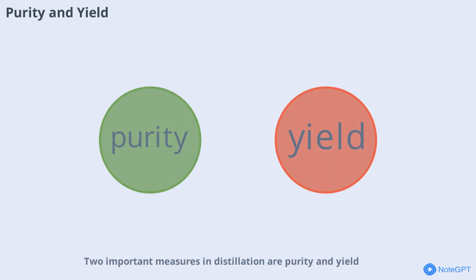Two important measures in distillation are purity and yield. Purity refers to how free the collected substance is from impurities, while yield measures how much of the desired component is obtained. Balancing these two factors is key to a successful distillation, especially in industrial and research settings.